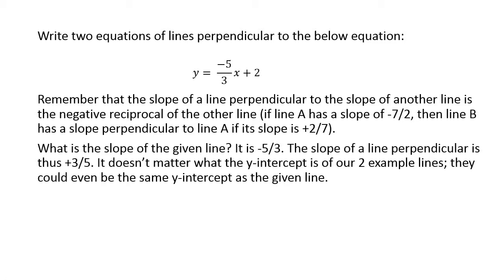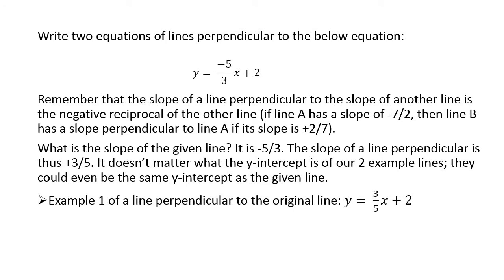So what is the slope of the given line? It is, right here, -5/3. The slope of a line perpendicular is thus the negative reciprocal of this, so it'll be 3/5, and then switch your sign to a positive. It doesn't matter what the y-intercept is of our two example lines. They could even be the same y-intercept as the given line. Since the slopes are different, they will be a different line already.